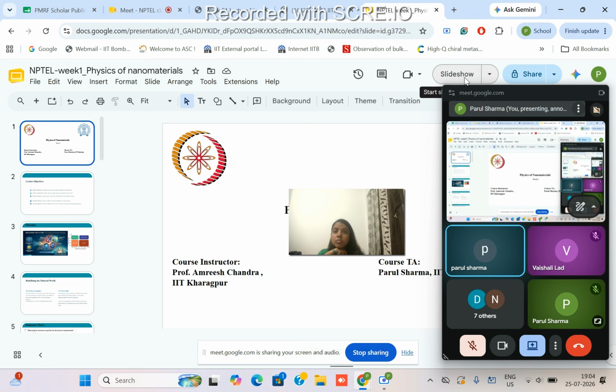And the last question: localized surface plasmon resonance occurs due to collective electron oscillation. We saw that collective electron oscillation, which electrons? Electrons in the conduction band. Okay.